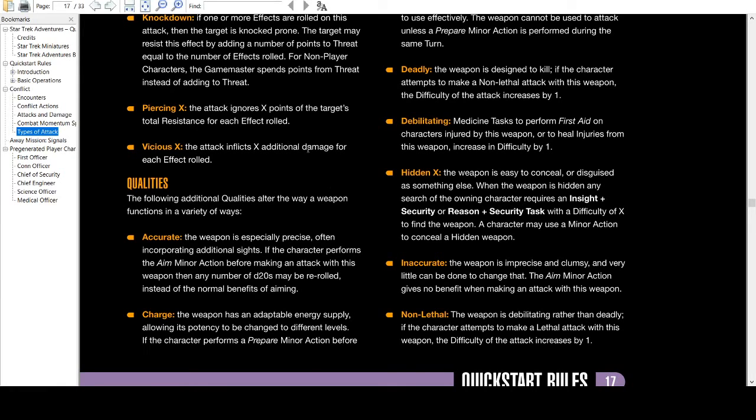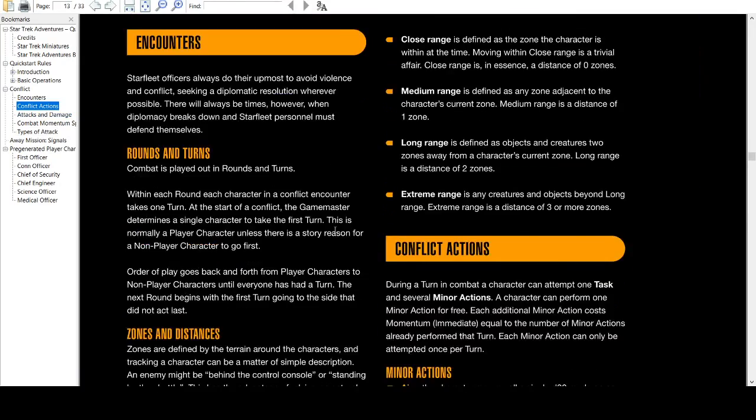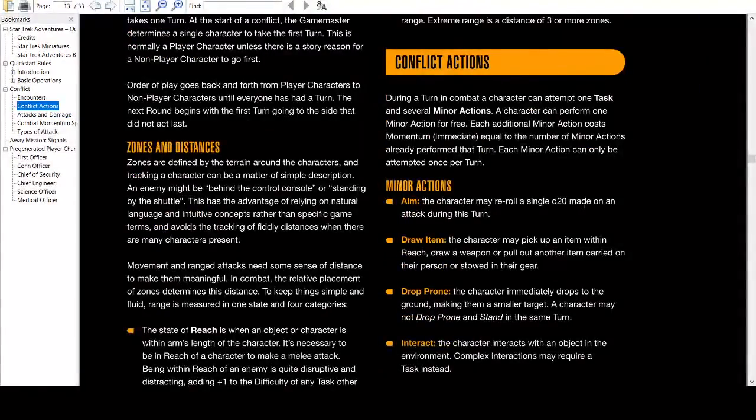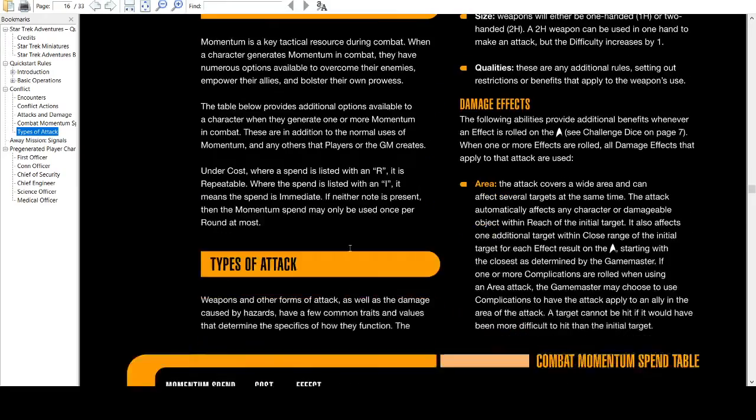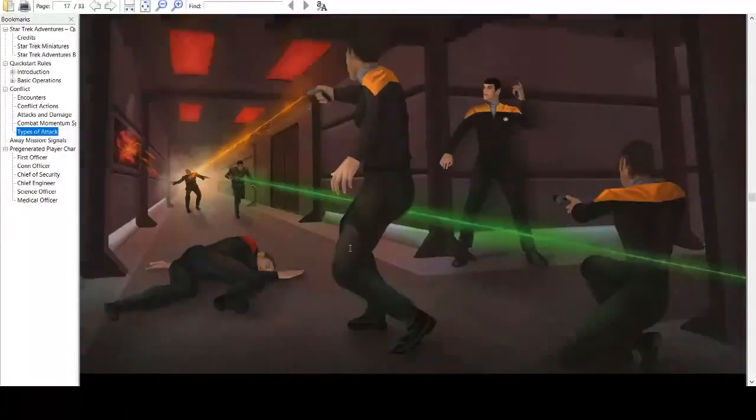So let's just make a quick comparison. This allows for any number of d20s to be rerolled, whereas a normal aiming action will only allow a single d20 to be rerolled. So that's actually a significant increase in what an accurate weapon can do.